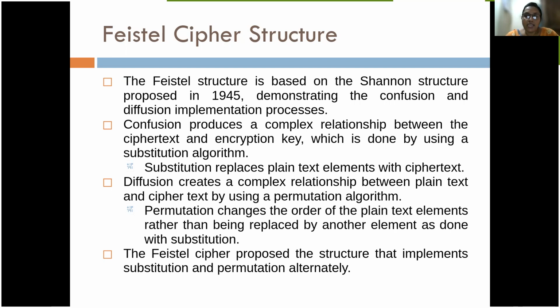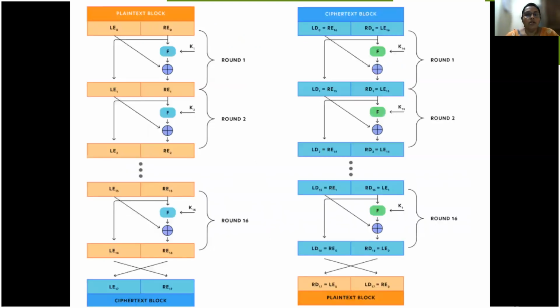So it is rearranging the alphabets in the particular plain text to make it difficult to decrypt it. Okay, so this is, as we know, permutation changes the order. The Feistel cipher proposed a structure that implements both confusion and diffusion, that is, substitution and permutation alternately.